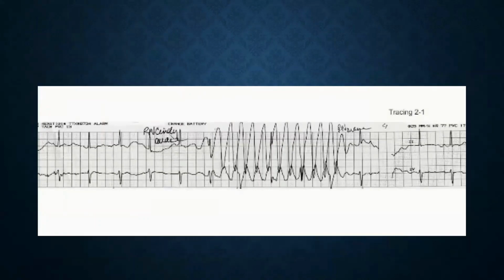There is R-on-T phenomenon at the beginning of the trace, at the beginning of the non-sustained VT. It starts with R-on-T phenomenon, the non-sustained VT. Okay, so what do you think? I think this patient is for ICD. For ICD.